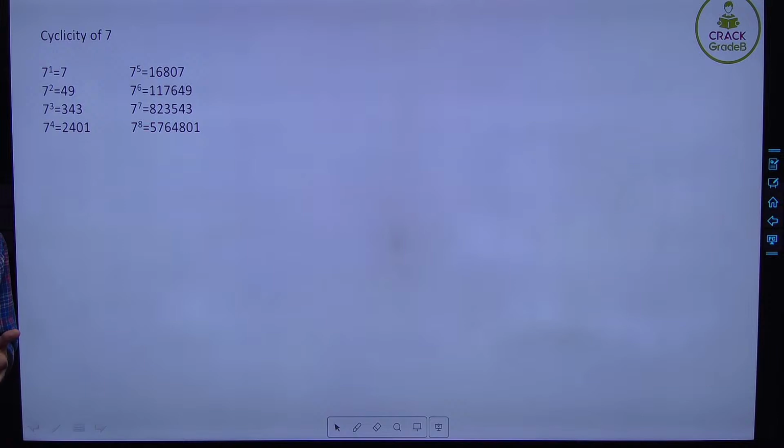In today's lecture, we will start learning the cyclicity of 7. In yesterday's lecture, we learned the cyclicity of 2, 3, 4, 5 and 6.